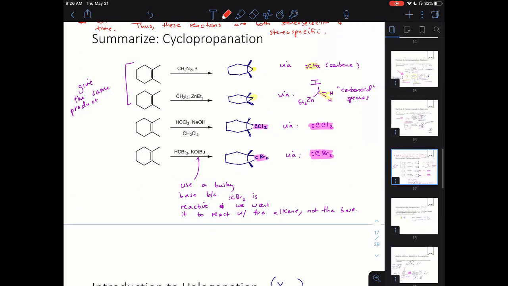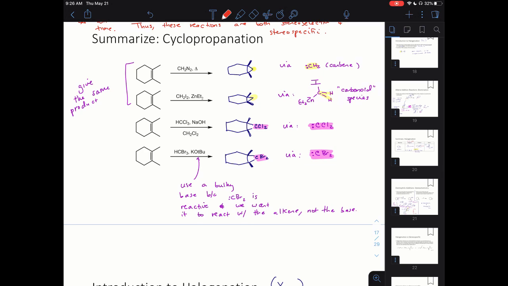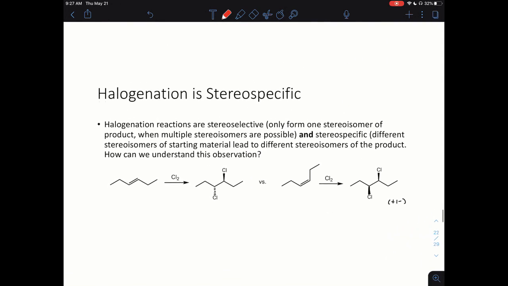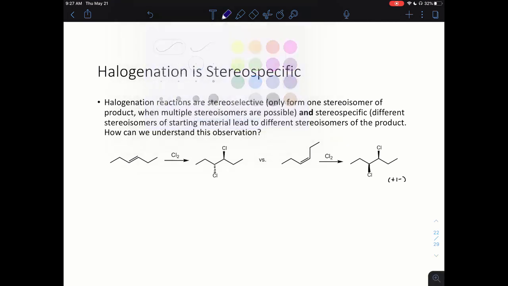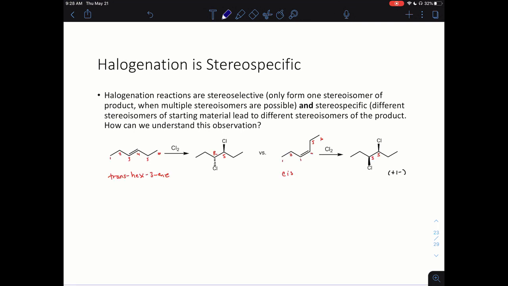We'll see something similar with halogenation. So halogenation reactions are stereoselective. They only form one stereoisomer of product when multiple stereoisomers are possible. And stereospecific. Different stereoisomers of starting material lead to different stereoisomers of product. I would like for you to try to explain this observation. So we can see that the trans hex-3-ene and cis hex-3-ene lead to two different products, the RS from the trans and the SS from the cis. So how did you understand that?